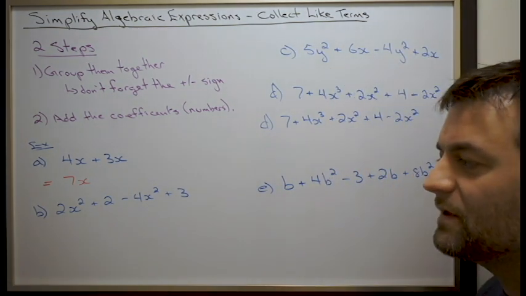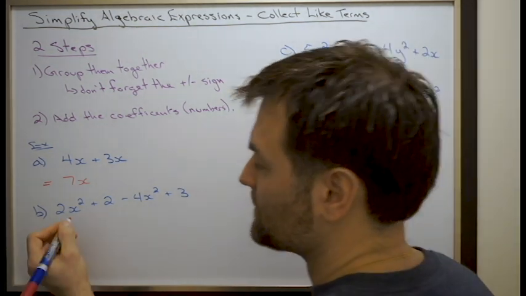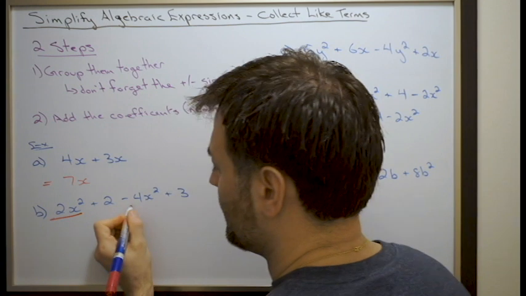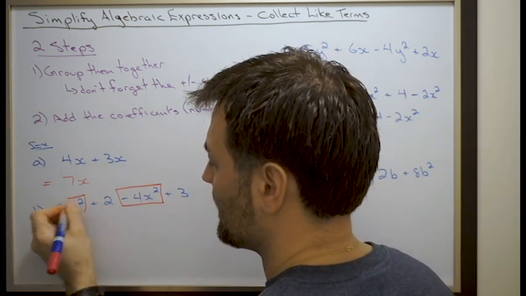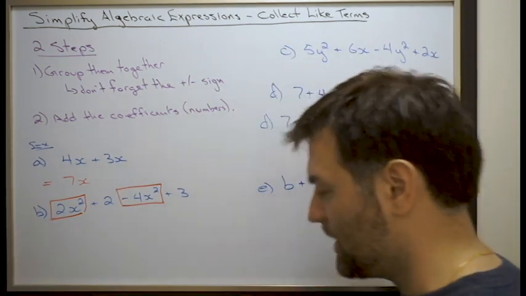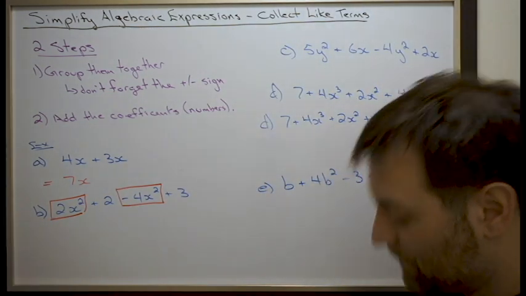Now in the case of b, we have a couple of different terms. We have these terms with x squared. Remember that negative sign is part of that term. And then we have a couple of terms, and I'll get a different color here.